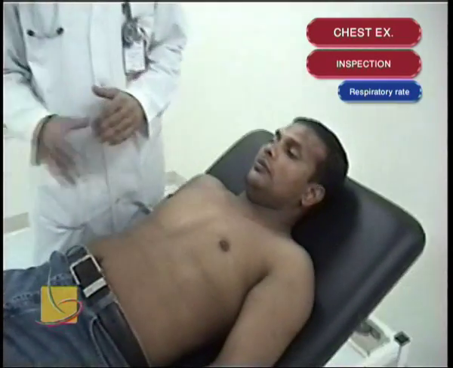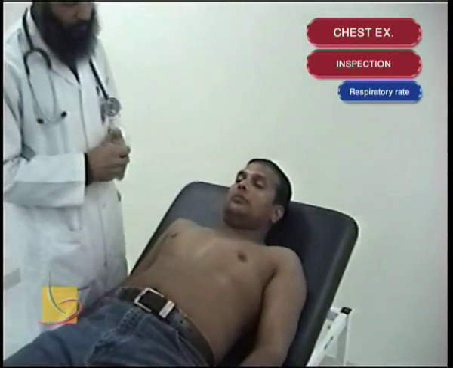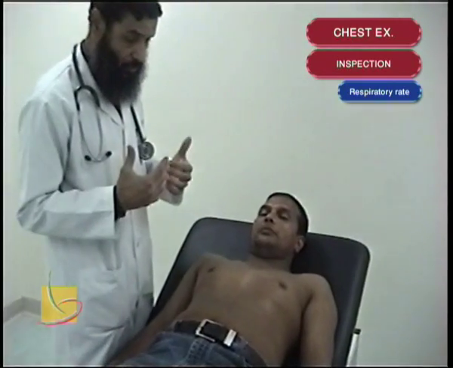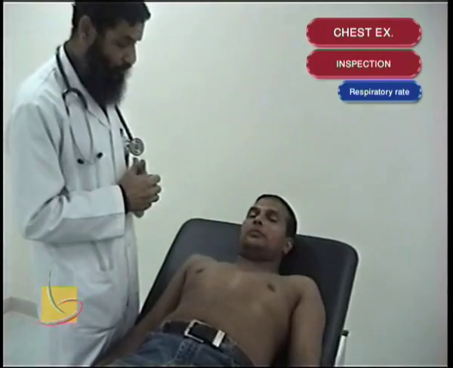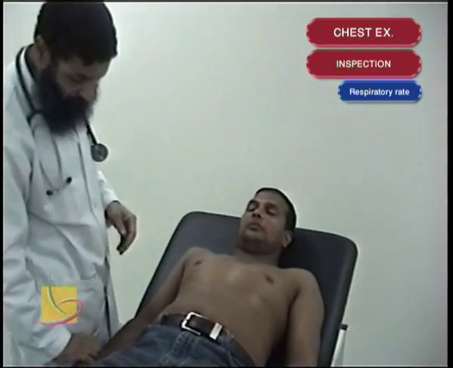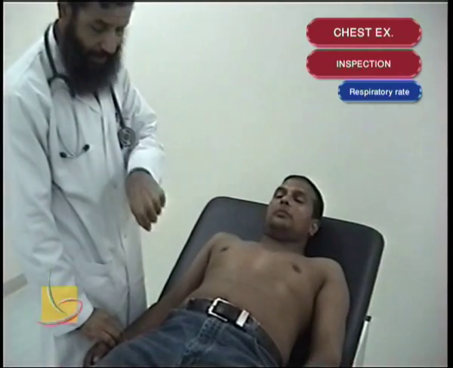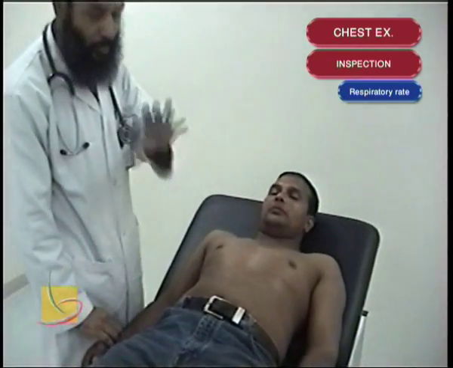Direct the attention of the patient away from the fact that you are counting his respiratory rate. Because if he notices that you are counting his respiratory rate, he may start to change. He may make it fast, make it slow, because you can control your respiratory rate. So either you start feeling the pulse, but at the same time your eye is on the chest and you are counting the respiratory rate itself, and you should count it for 1 minute completely.